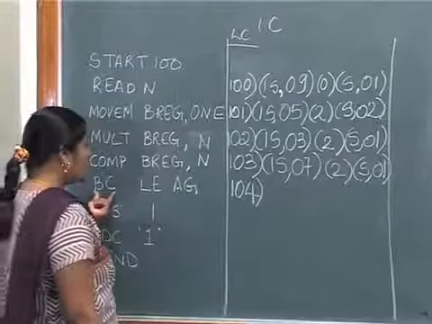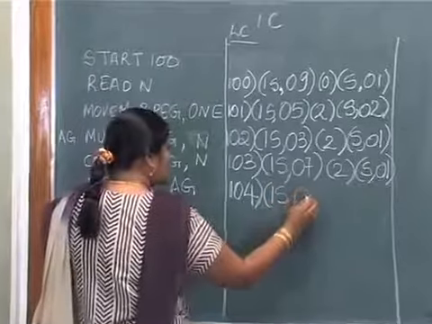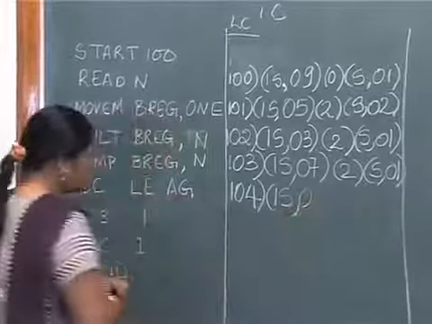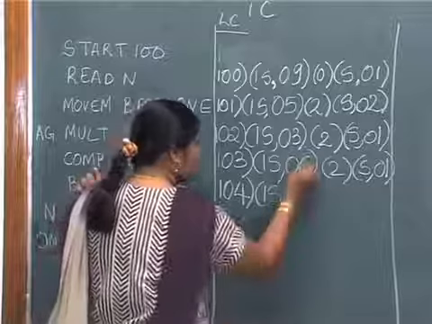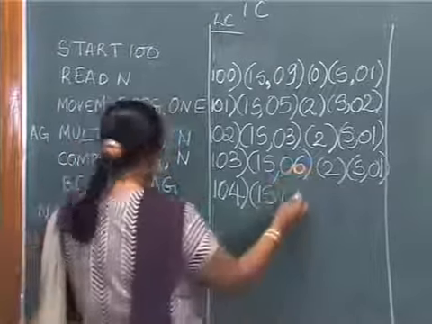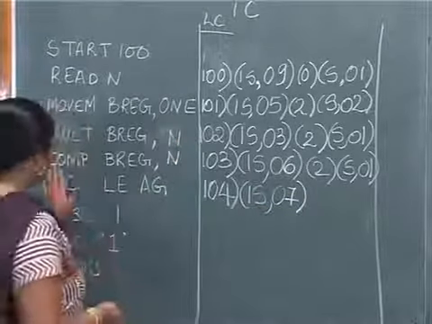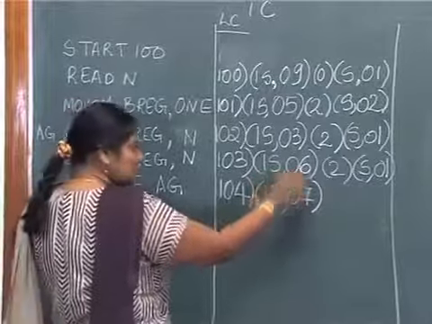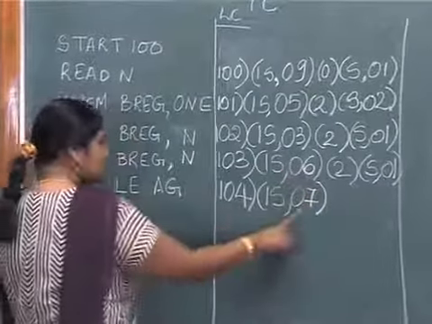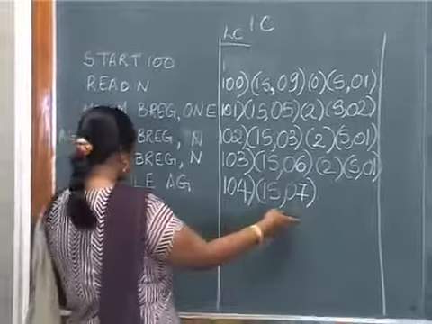Then after that, the location counter value is incremented by the length of the instruction, so the value becomes 104. Now BC is an imperative statement. Sorry, the instruction opcode for COMP happens to be 06 and for BC it happens to be 07. So we will write BC as IS07.